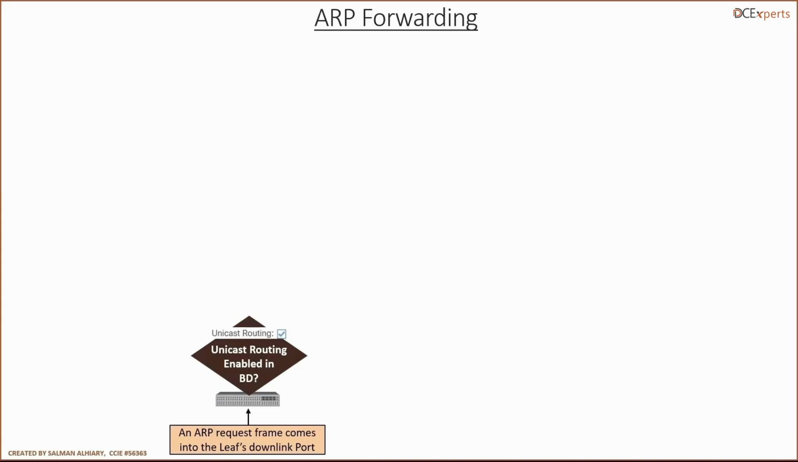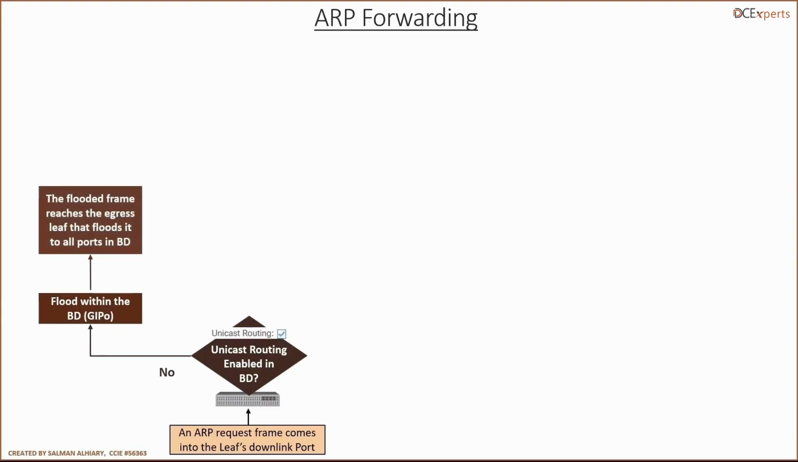If the unicast routing is disabled, I mean the option here is unchecked, the leaf floods the ARP request frame within the bridge domain to the local ports and to the remote leaf switches, as we learned in the previous lecture. After that, the flooded ARP frame reaches the egress leaf switch, and the egress leaf floods the ARP request frame to all ports in the bridge domain.